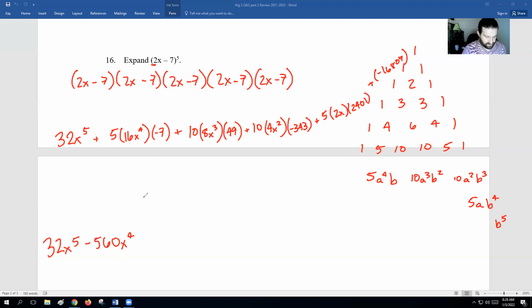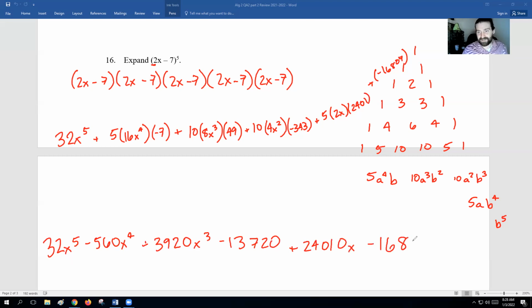Let's see, 490 times 8. Can't see in the dark either. 3920x cubed, then minus 3430 times 4, 13,720, and then plus this would be 24010x, and then minus 16,807.